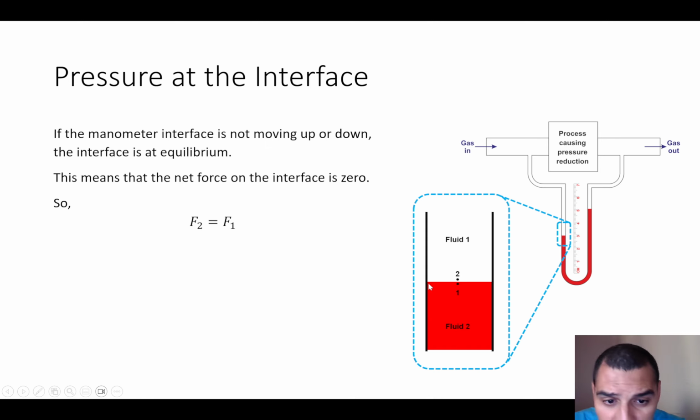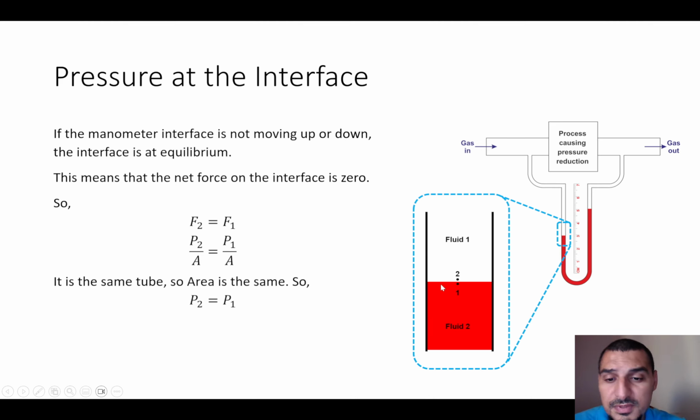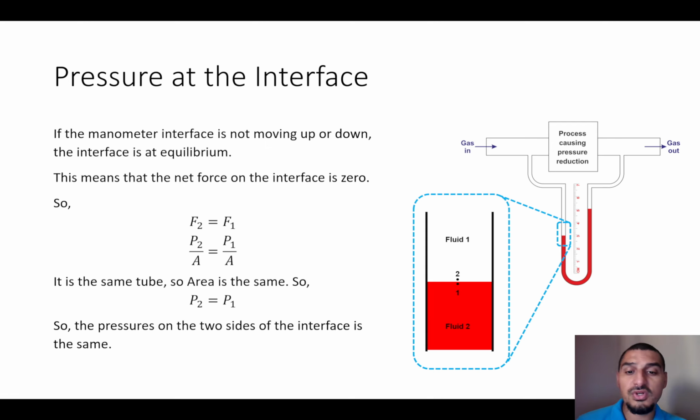I'm now doing this balance on this line, on this interface. So F1 equals F2, and force equals pressure over area, so P2 over A equals P1 over A, and it's the same interface, so it's the same area, so P1 equals P2. So we can say that the pressures on the two sides of the interface are equal, not because they are points at the same height in the same fluid. These are two points in different fluids, but it is because the equilibrium of the interface means that the pressures on the two sides are equal.